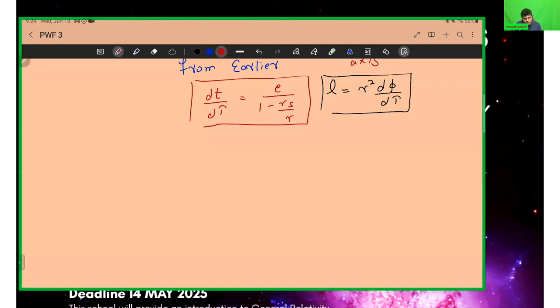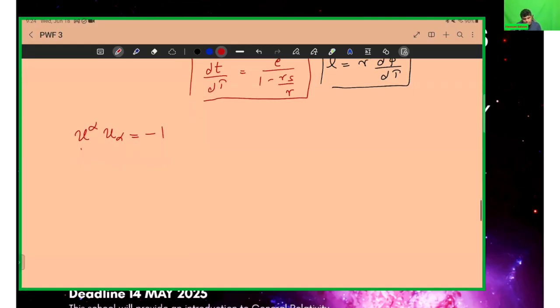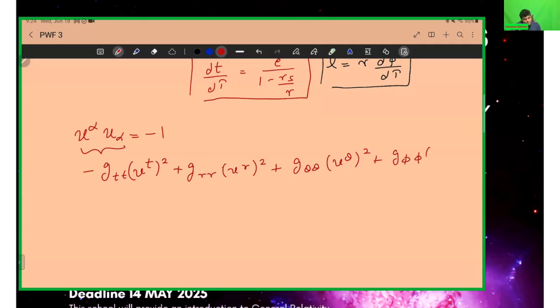Well, for that, you need to remind yourself that I told you in the last two lectures that if you talk about the 4-velocity u alpha, the inner product of the 4-velocity with itself always equals -1, right? What does that mean? If you expand this side, it becomes g_tt (u^t) squared plus g_rr (u^r) squared plus g_theta-theta (u^theta) squared plus g_phi-phi (u^phi) squared. Now, what does this become?